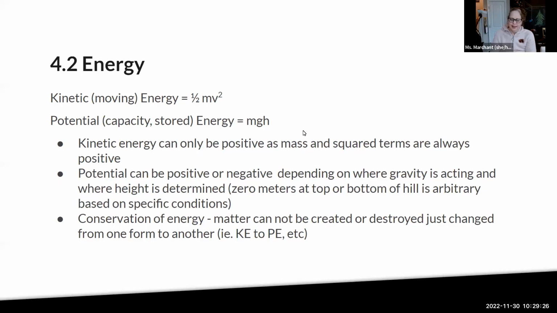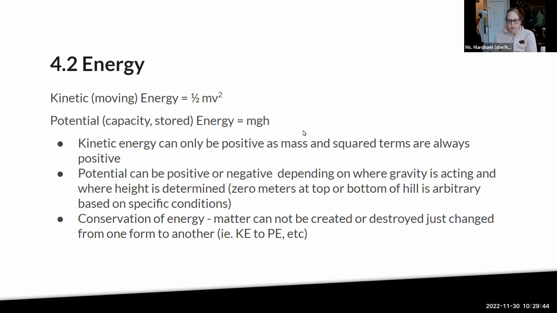Here we go with energy. So we have the moving energy, 1/2 mv squared, mass times velocity squared, and potential. That's how much is stored. So you think of a battery, that would be stored energy ready to be released.